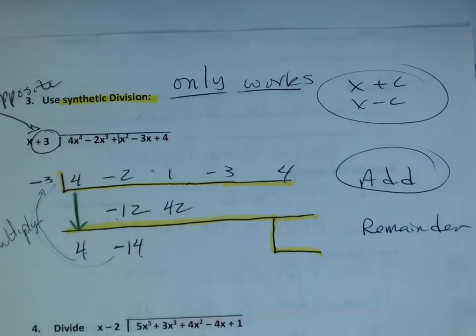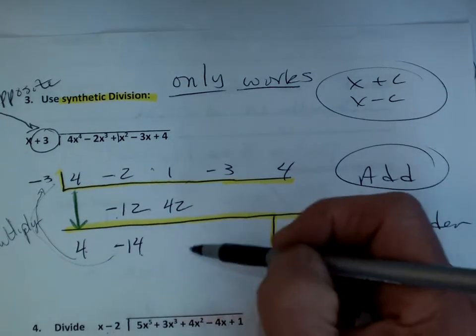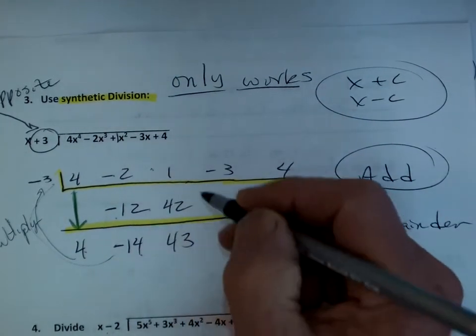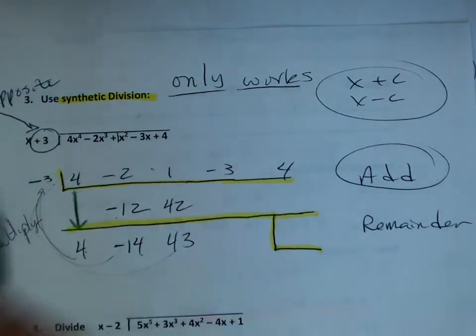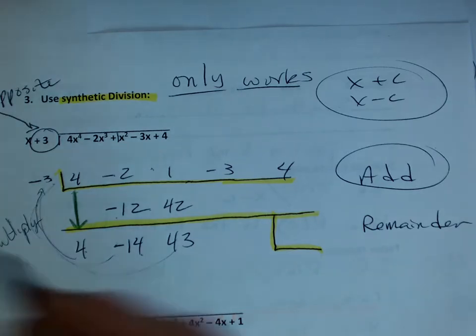Okay. Then I add. I get a 43. Then I multiply. Okay, we're going to get some big numbers. That's just the way it is sometimes. 43 times -3. And I get a -129.